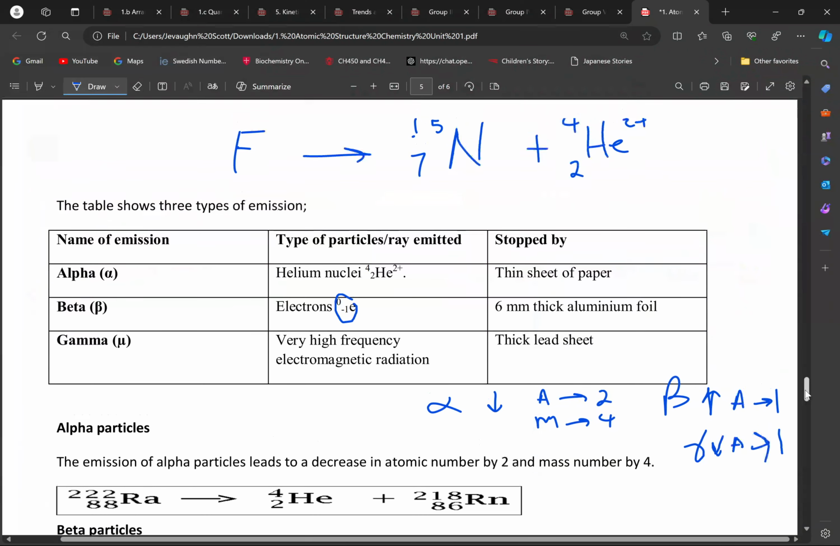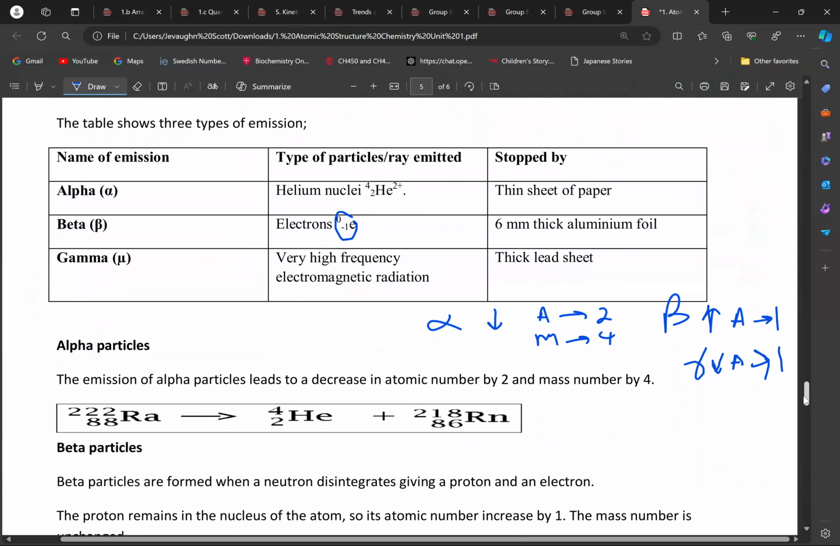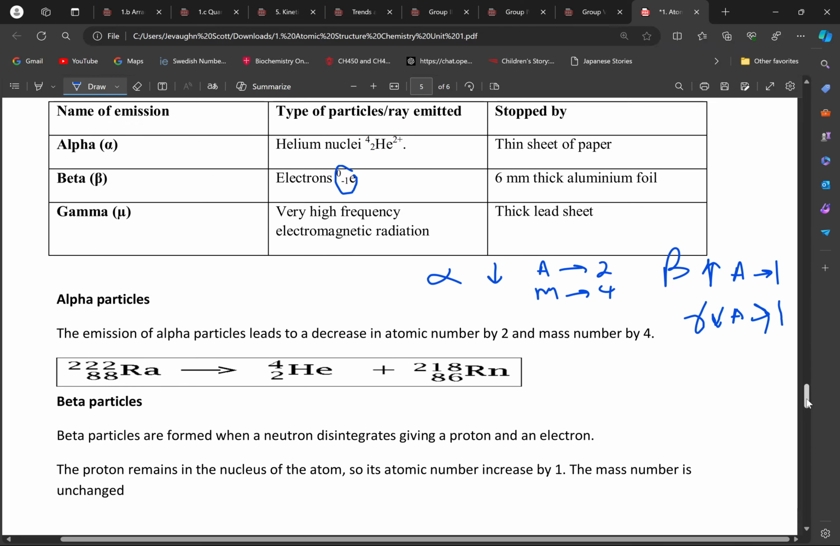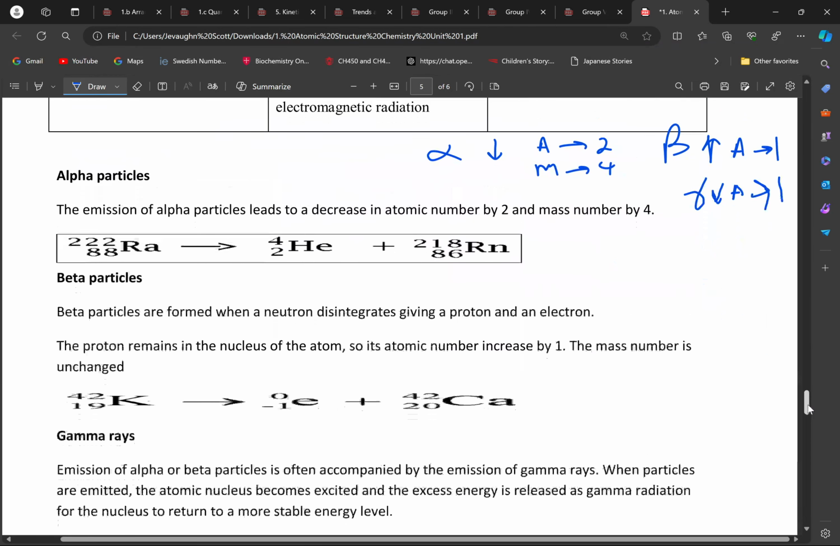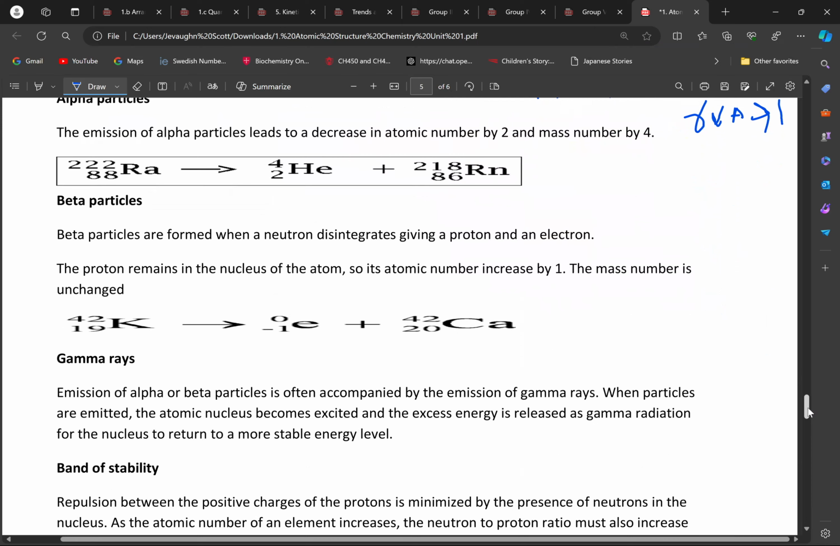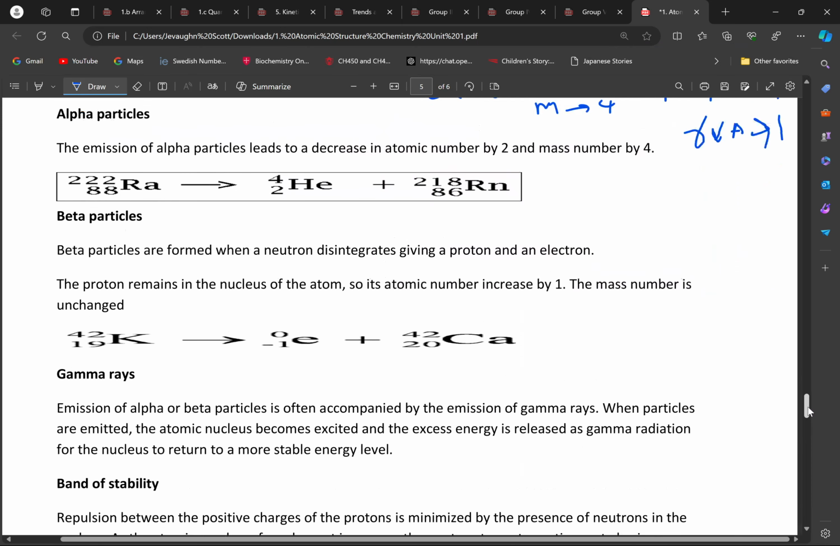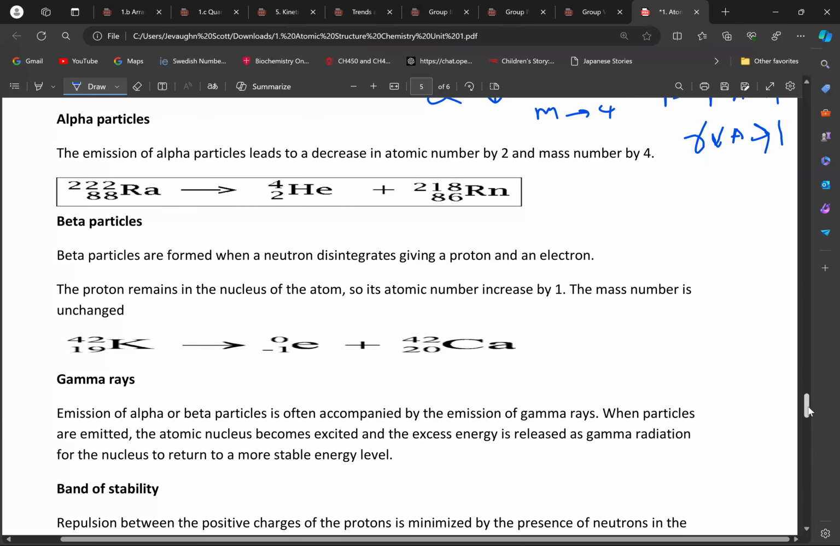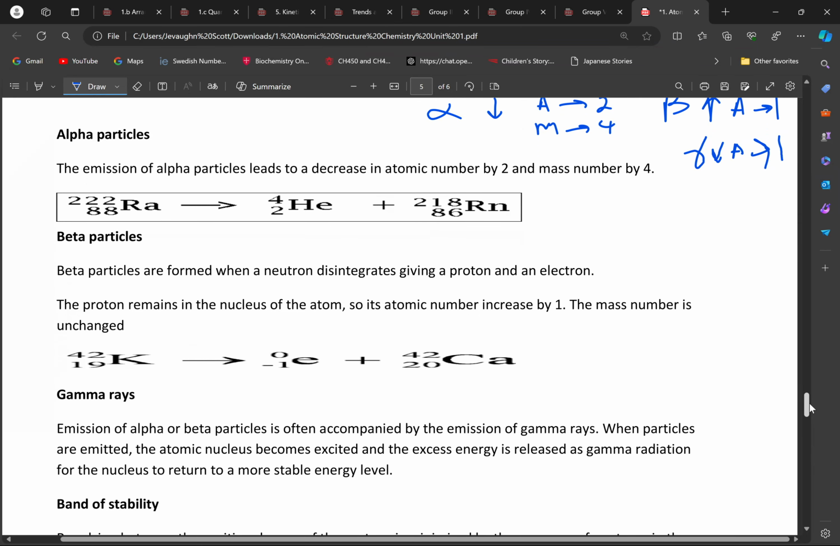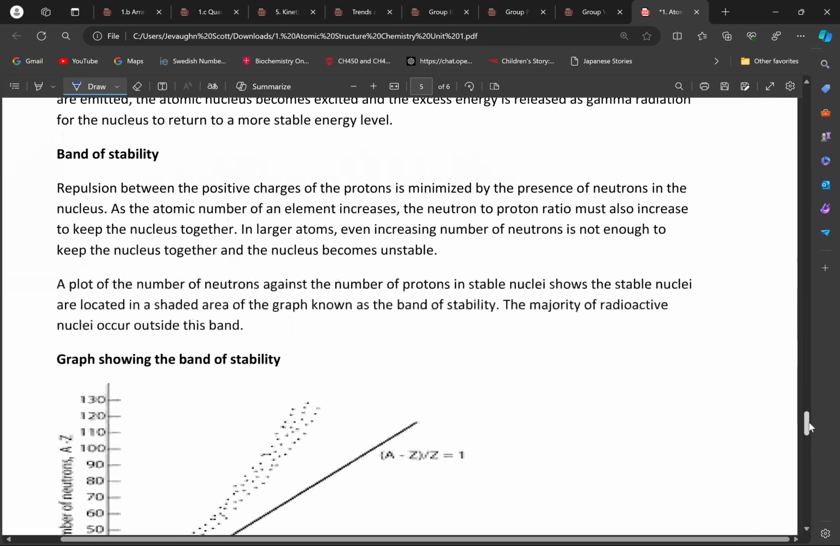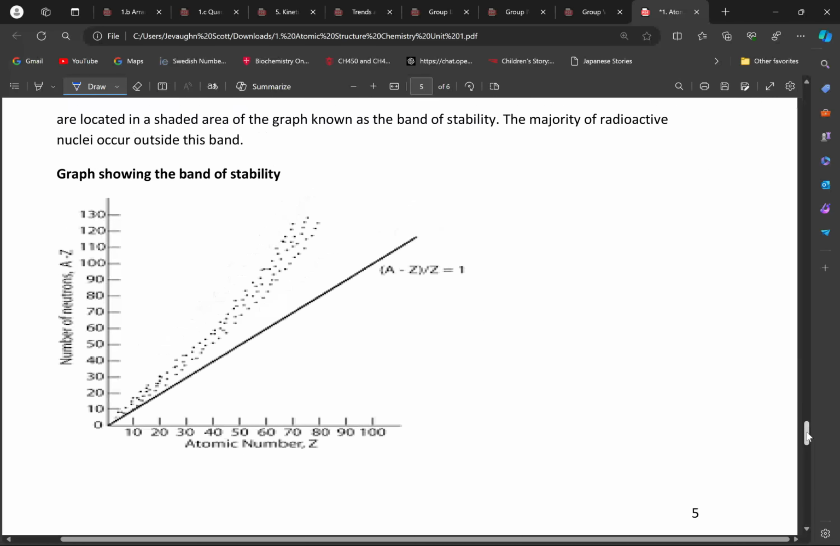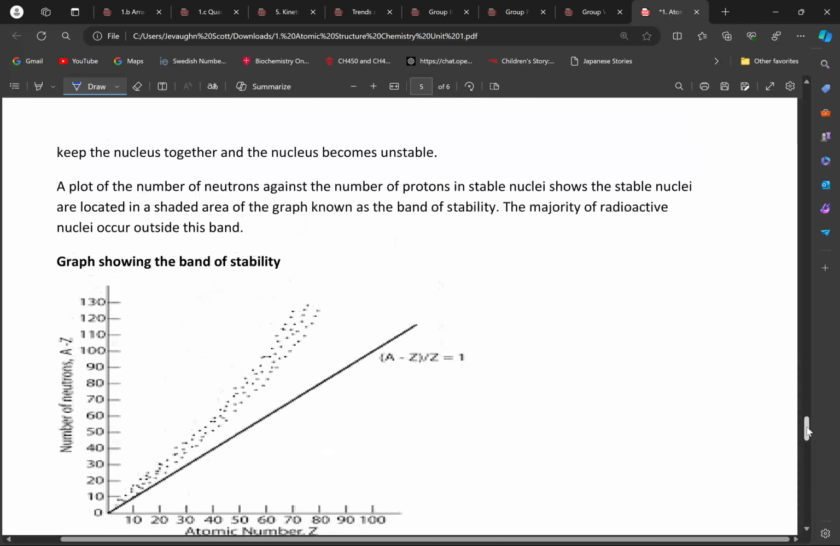That's really how the questions can be posed. They can ask you to take an element A and allow it to go through beta decay, then alpha decay. They can ask you a series of questions like that. Examples of how alpha, beta, and gamma decay happen are given here. So the band of stability is something that we tend to use to figure out whether or not something is stable.